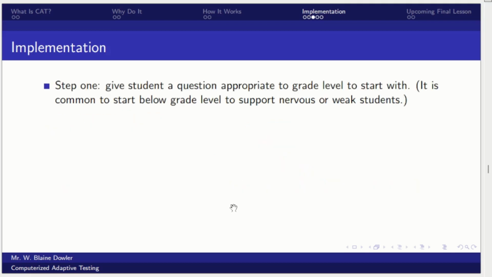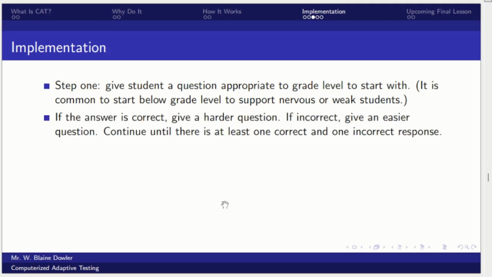So when we're actually implementing the computerized adaptive test, the first step is to give the student a question that's appropriate to their grade level to start with. It's actually common to give them a question below grade level to help support nervous or weak students. So if you have a grade 6 student, you start them off with a grade 4 or 5 question so that they ease into it and have success right away, and then work from there. If that answer is correct, then you give them a harder question. If it's incorrect, you give them an easier question. And you continue this pattern until there's at least one correct and one incorrect response.